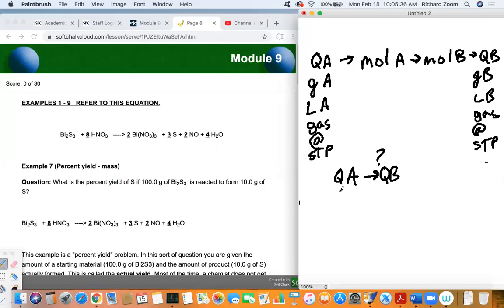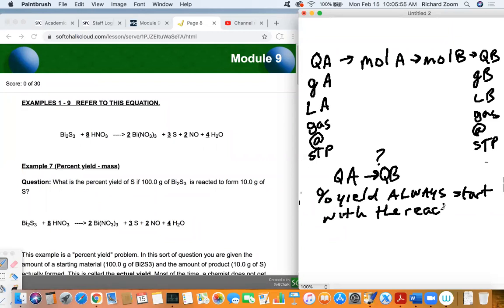So what's the secret with the percent yield problems? It is always start with the reactant. Because in a percent yield problem, you're always given a reactant and a product. Is anybody uncertain about what I mean by reactants and products when looking at a chemical equation? Okay, reactants are always what we're starting with, products are always what we're finishing with. But with a percent yield problem, we always start with the reactant.